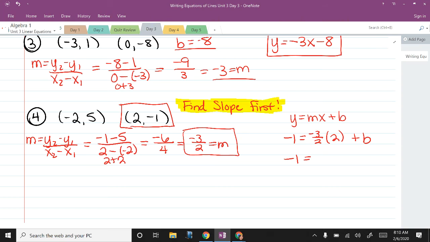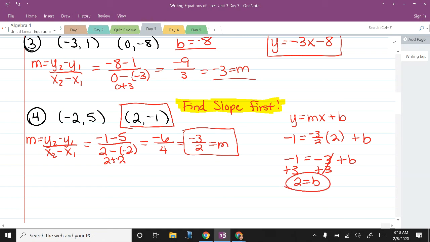And if you don't believe me, negative 6 divided by 2 is negative 3. If the big one in the top and the big one in the bottom are the same, they cancel out basically. Plus b, and then you add 3. What's -1 plus 3? Not -2, +2. So there's b. Now I've got m and b, so put it together. What's my equation? x plus 2. Any questions?